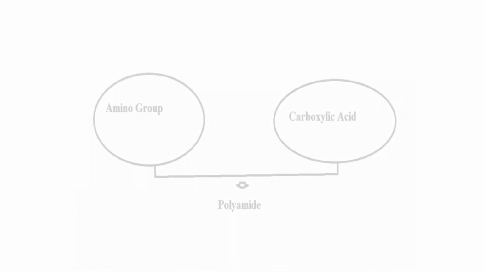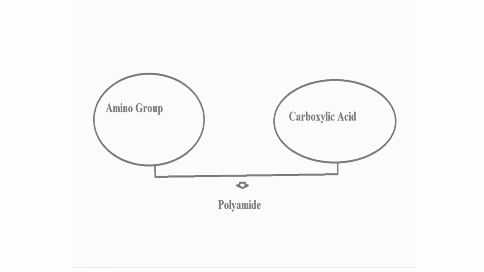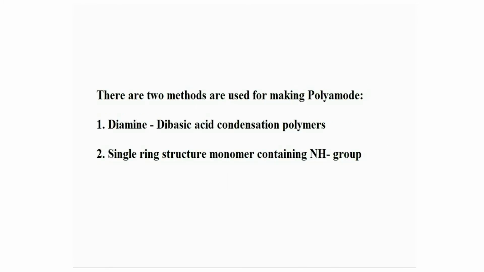Today we are going to see the manufacturing of polyamides. Polyamides are made when there is a linkage between an amino group and a carboxylic group, and thus a polyamide is formed. There are two methods for making a polyamide.